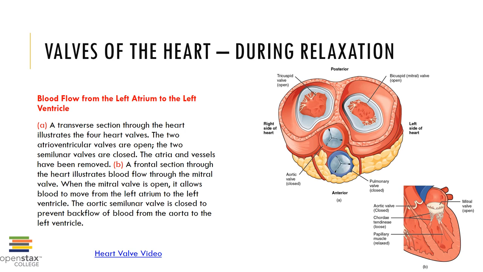When the valves are relaxed, the chordae tendineae are loose and the papillary muscles are relaxed so that the AV valves are standing open and offer no resistance to the flow of blood from the atria into the ventricles. The high pressure in the pulmonary circuit and systemic circuit keeps the semilunar valves closed.